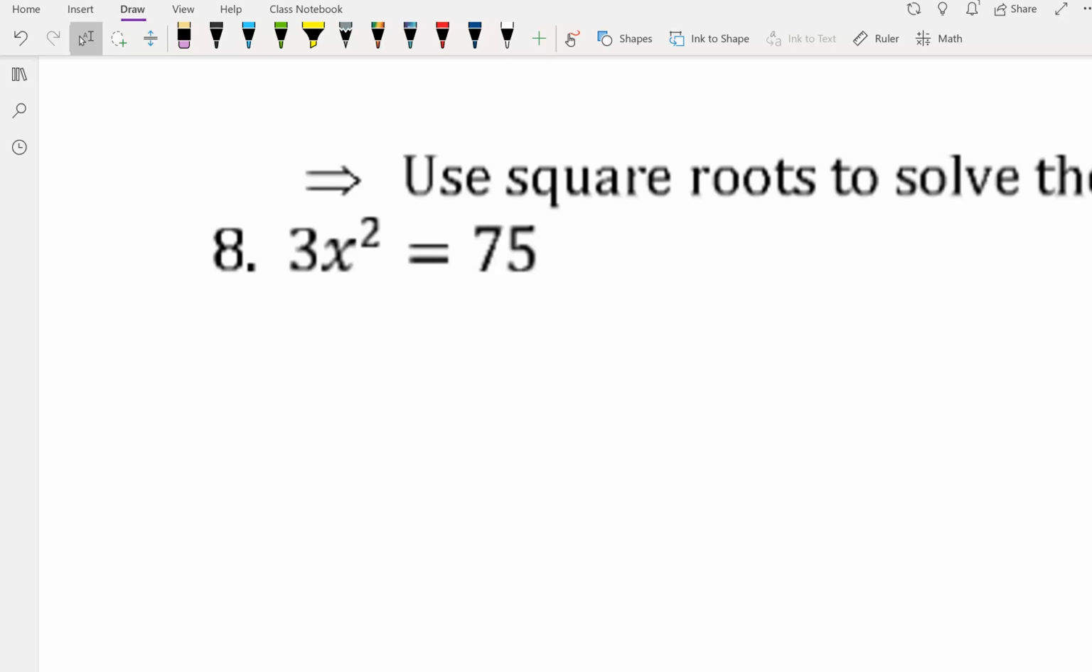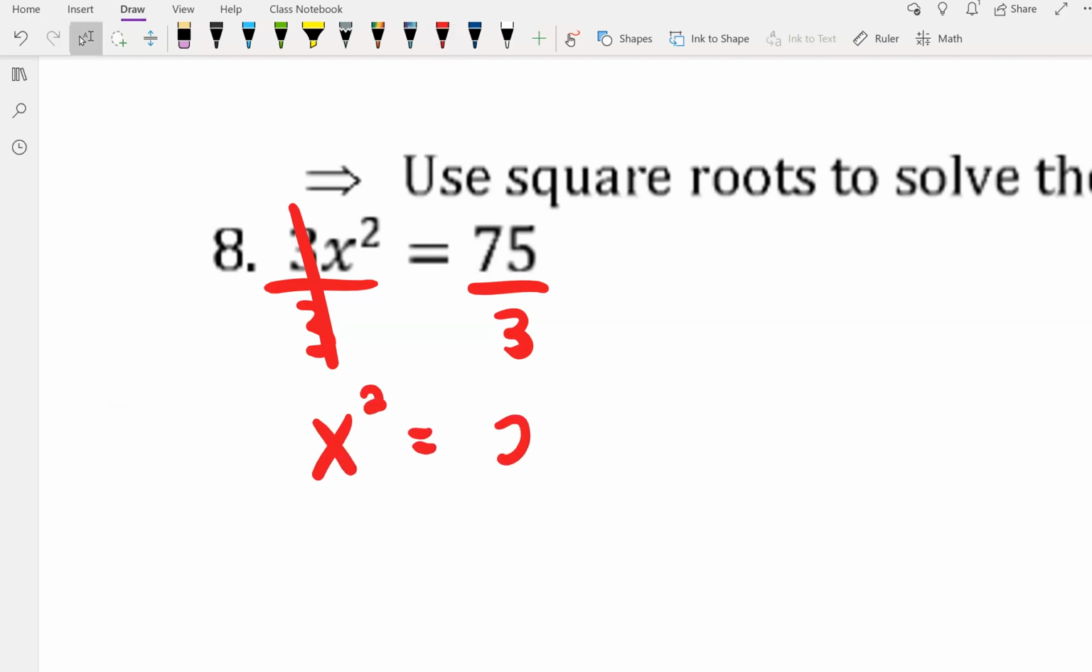We use reverse PEMDAS when we're trying to solve, which means opposite of PEMDAS. So instead of dealing with the exponent first, we deal with multiplication or division. So I need to move things away from the x. I want to move the 3 away. This is 3 times x. The opposite of multiplying by 3 is to divide by 3. Whatever I do on one side of the equals, I do on the other side of the equals. Those cancel. I'm left with x squared equals 25.